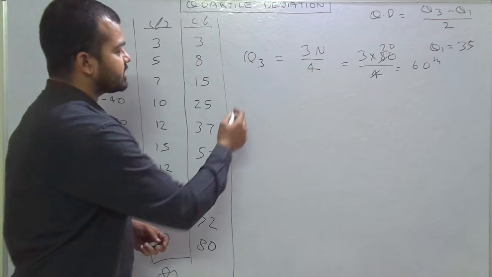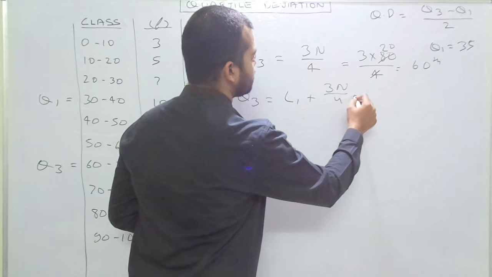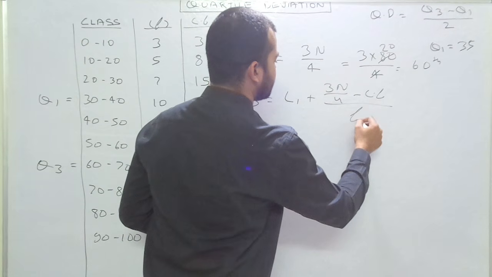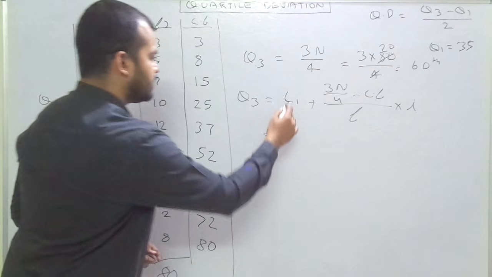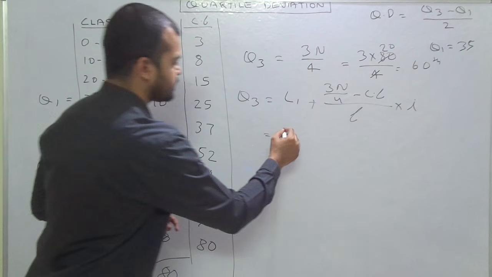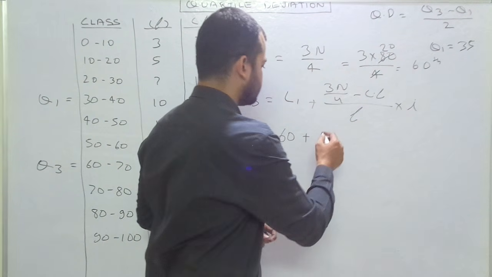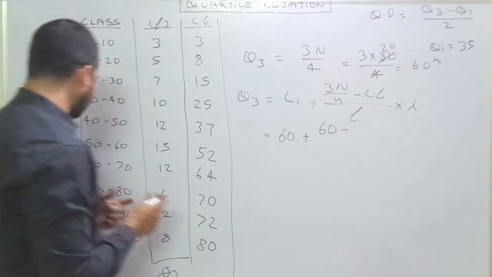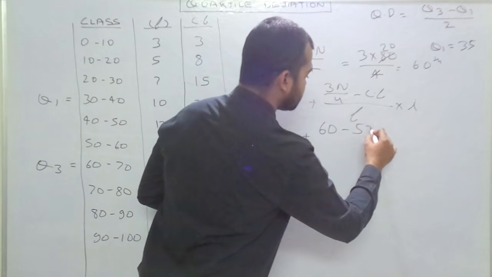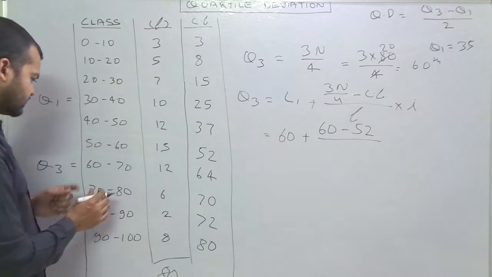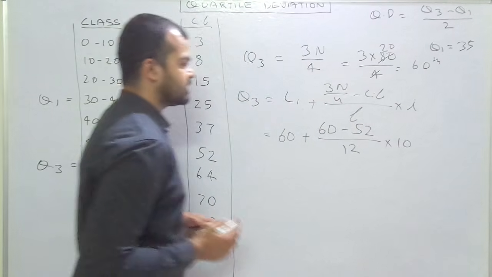Now we have to know the exact value of Q3. So we have to apply the same formula, that is L1 plus 3n by 4 minus CF, the whole divided by F, into i. Here the value of L1 is 60, so you have to write 60 plus 3n by 4, which is 60, minus the cumulative frequency of the preceding class, that is 52. The frequency of the same class is 12, multiplied by the class interval, that is 10.